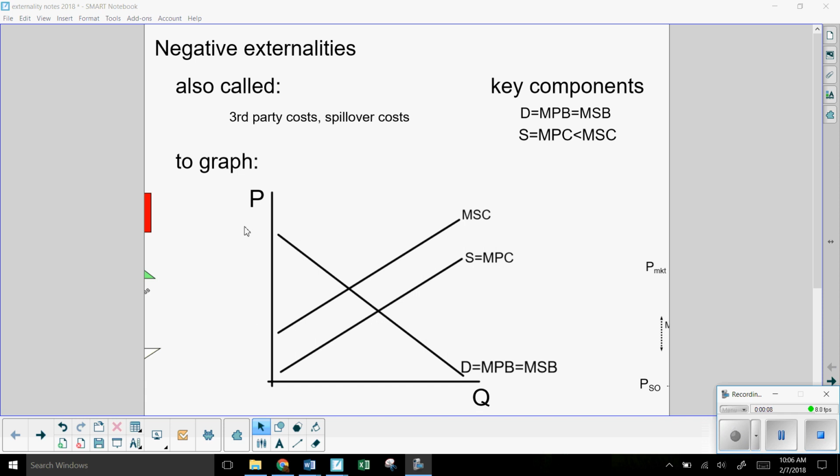We're going to think about negative and positive externalities and how to graph them. So the big idea here is that this is a good where if we produce it, the producer is bearing some of the cost, but also some of the cost is being left to innocent bystanders who are nearby, right?